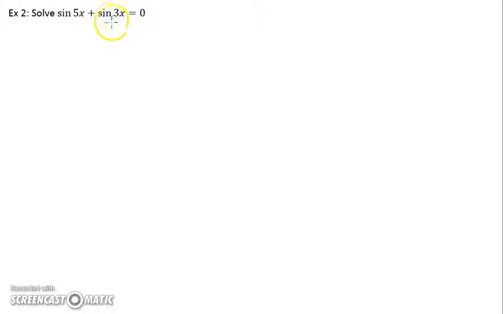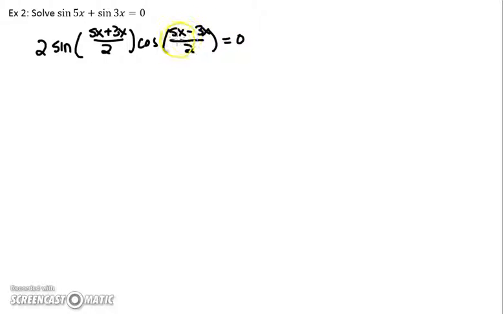So we have sine plus sine. According to our sum to product formula, we can write this as 2 times the sine of the first angle 5x plus the second angle 3x, divided by 2, times the cosine of the first angle 5x minus the second angle 3x, over 2, equals 0. Simplify a little bit. We're going to get 2 sine of 4x cosine of x, set equal to 0.